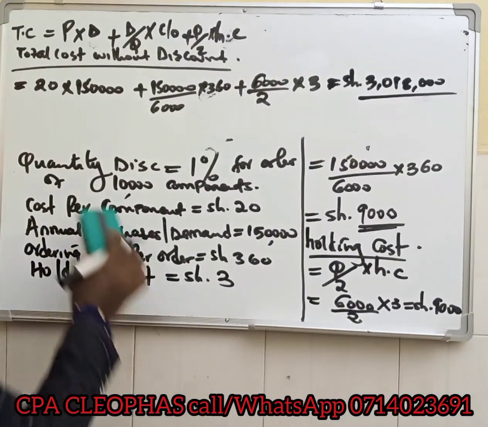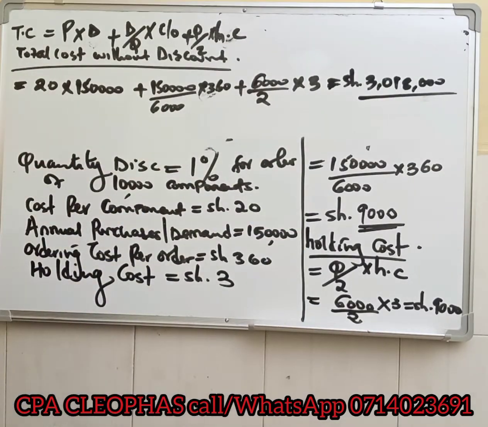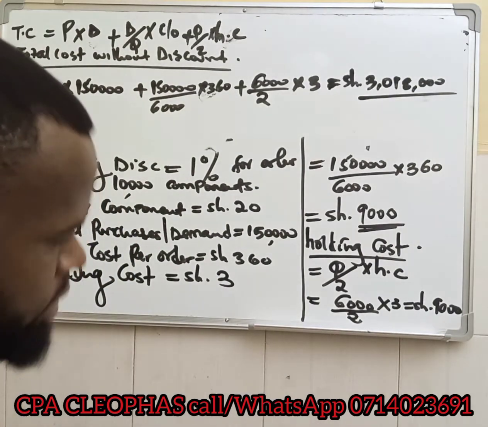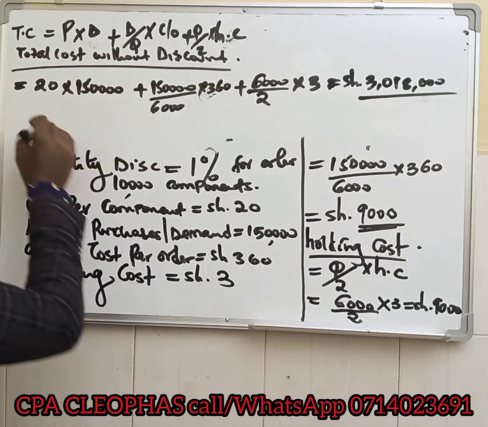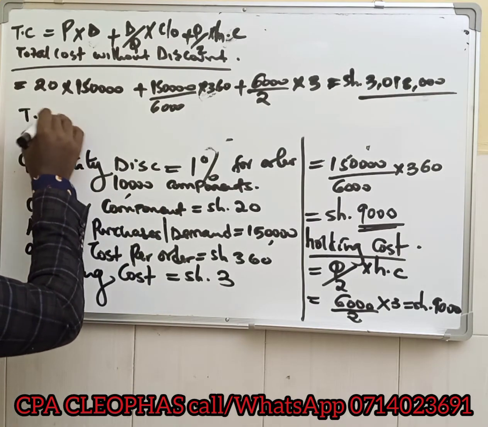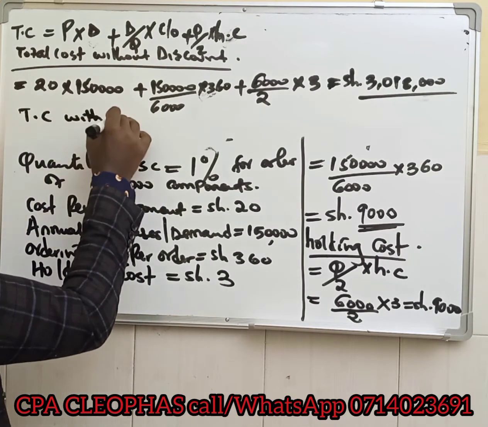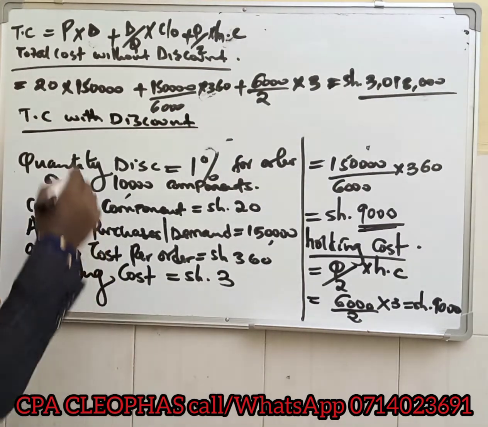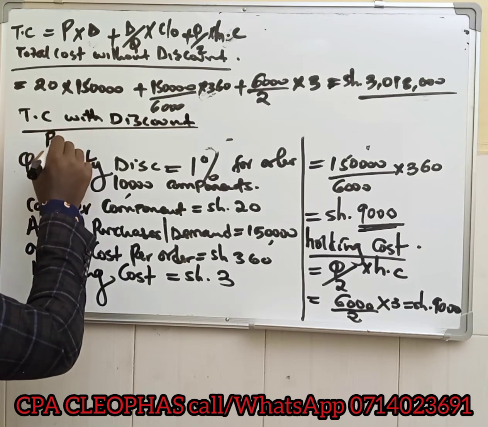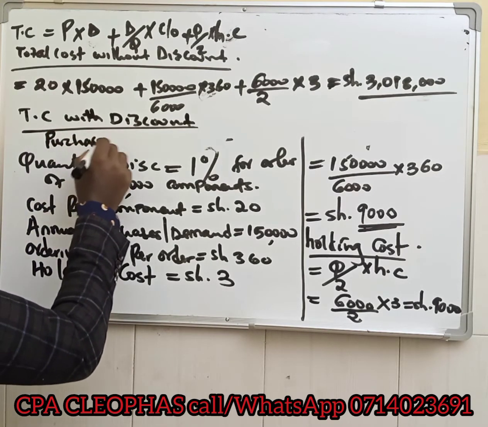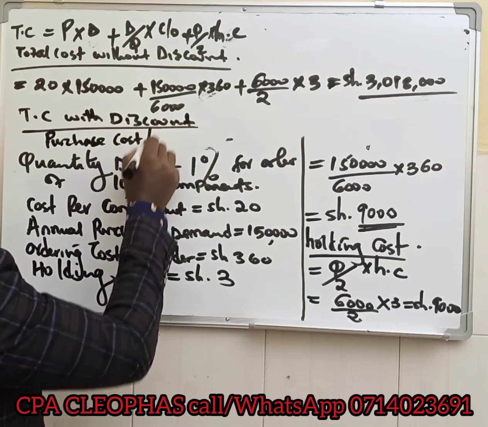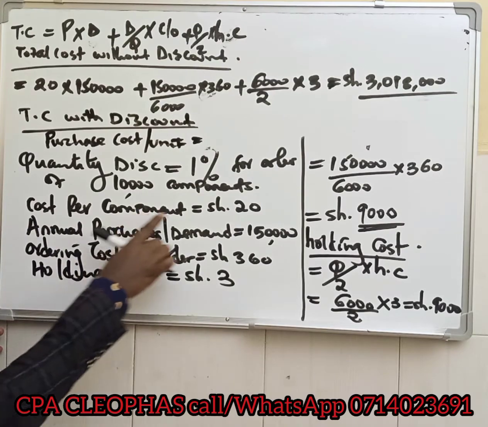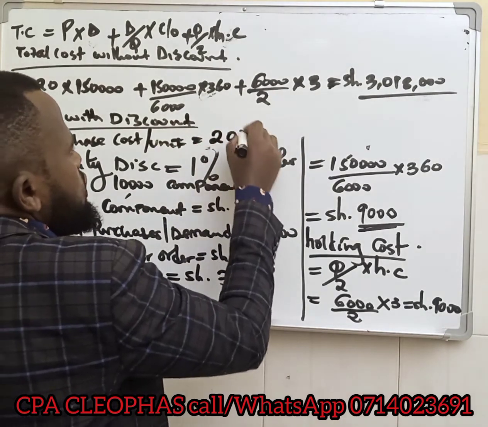Now compute with the discount. What does the discount affect? The purchase cost, the carrying cost, and the holding cost. So, total costs with the discount. We are going to affect our purchase cost per unit, which was here: cost per component is 20.